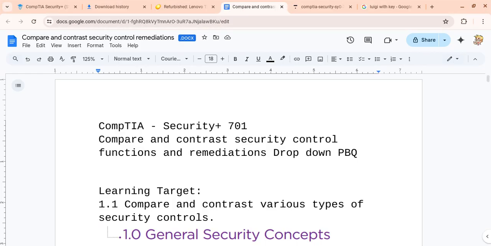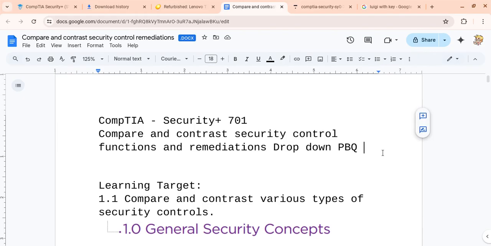It will not be a simulation. This is actually a drop-down. It's a bit different. So this is CompTIA Security Plus 701. Compare and contrast security control functions and remediations. In particular, there may be a PBQ like this on the Security Plus that is using a lot of terms and definitions, and it wants you to give examples of how they're used. So a lot of jargon and such, but it's important to know that in the industry.